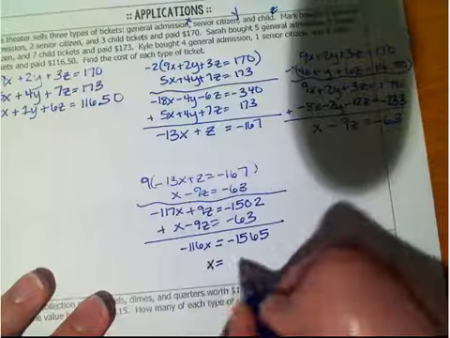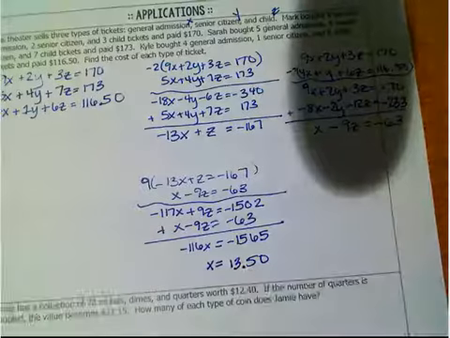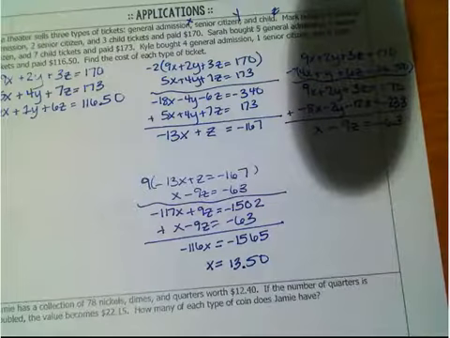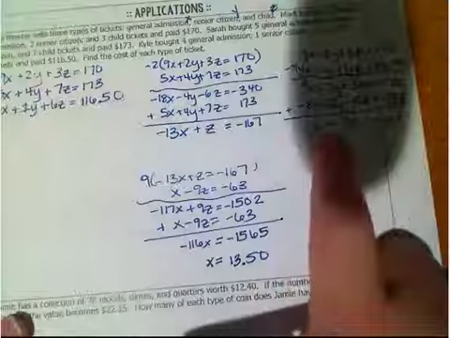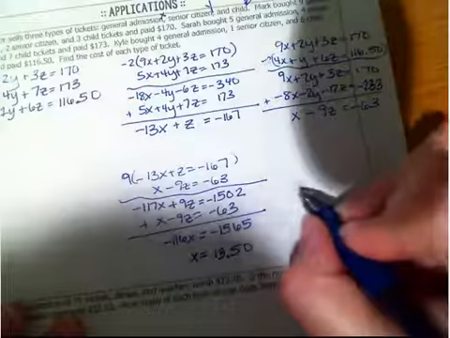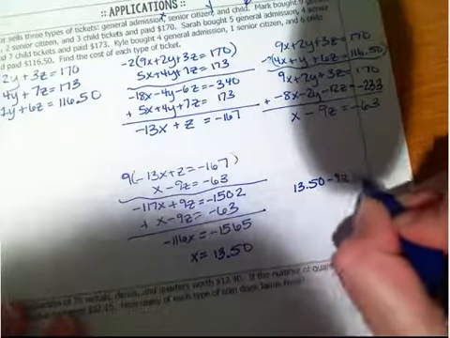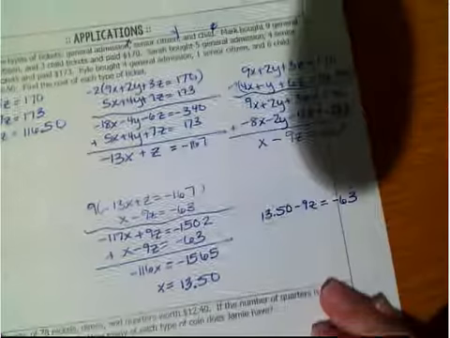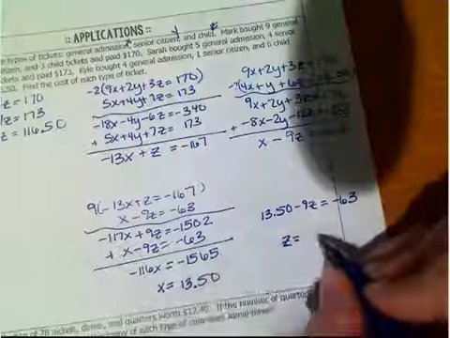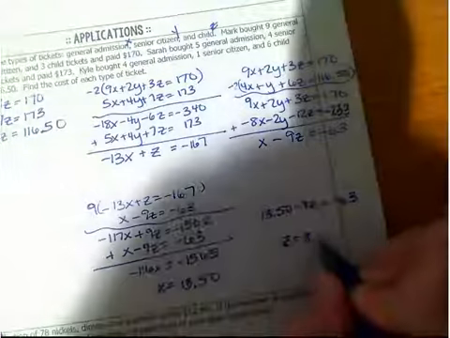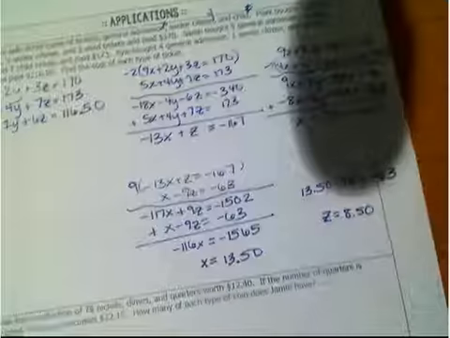I do need to round a little bit, but I get 13.50. So that means my general admission ticket is $13.50. I'm going to take that, plug it back in here. 13.50 times 9 minus 9z equals -63. If I solve that for z, I should get z equal to 8.50. You'll get 8.5, but again, you need to remember that we are dealing with money.